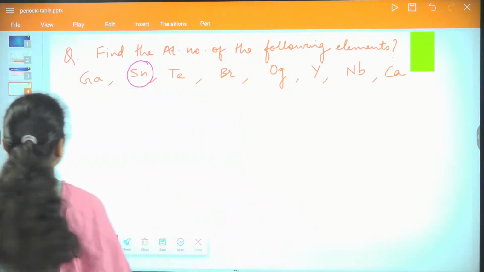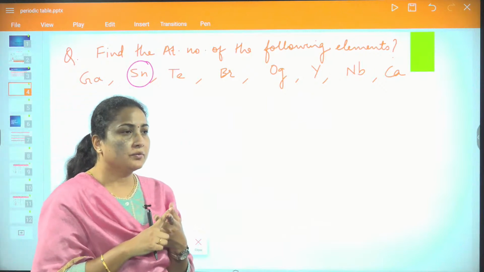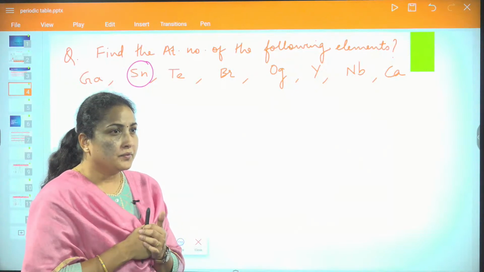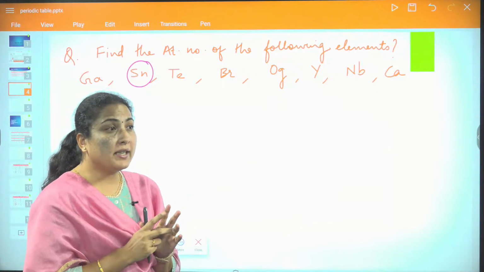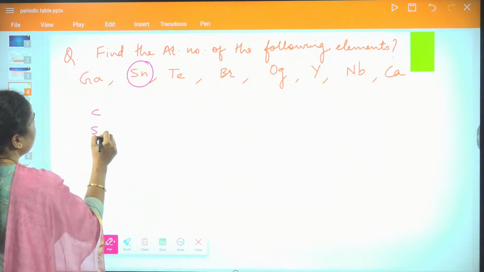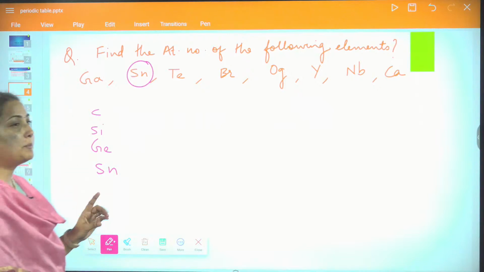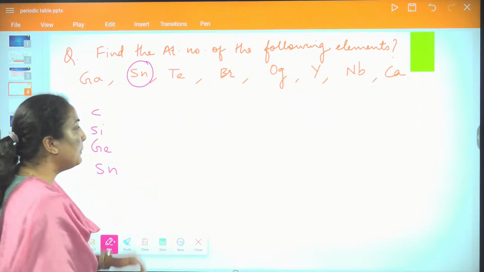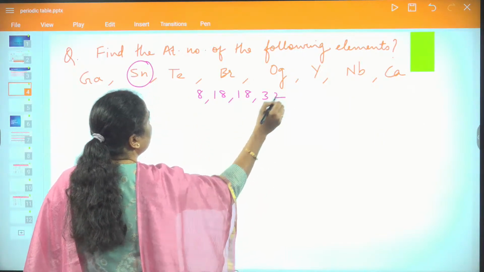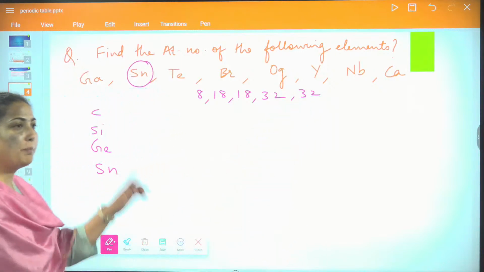Okay. So you first identify this tin. It is in which family? It is in which group? Yes. It is in basically carbon's family. Okay. Good. So here what we are going to write, carbon, silicon, germanium, Sn, right? And this one is basically what? P block. For P block, what is this? 8, 8, 18, 18, 32. That's what is there. And in fact, one more 32 is there. This is the magic number for P block.